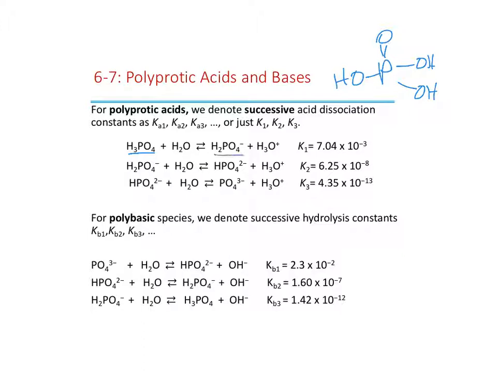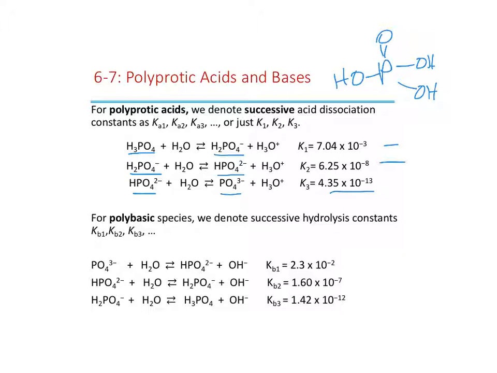H3PO4 dissociates to form H2PO4 minus. K1 is about 10 to the minus third. H2PO4 minus, which is the conjugate base of phosphoric acid, is also acidic, and it makes HPO4 2 minus. That has a Ka of around 10 to the minus 8th, about 5 orders of magnitude weaker acid. But we don't stop there. HPO4 2 minus is also acidic, and it forms phosphate ion, and the Ka of that is again another 5 orders of magnitude lower. For polybasics, we can work the other way.